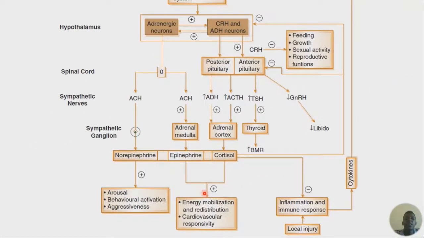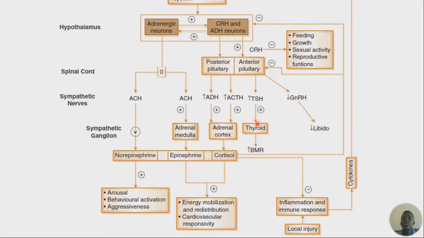Right. Okay, look at this now. I want us to look at this very critically. Within the hypothalamus, we have adrenergic neurons and neurons which will release the CRH and ADH, as we say. The ADH neurons go to the posterior pituitary and cause release of ADH, which is antidiuretic hormone, from the neurohypophysis. CRH will cause release of TSH and also increase release of STH from the adenohypophysis.